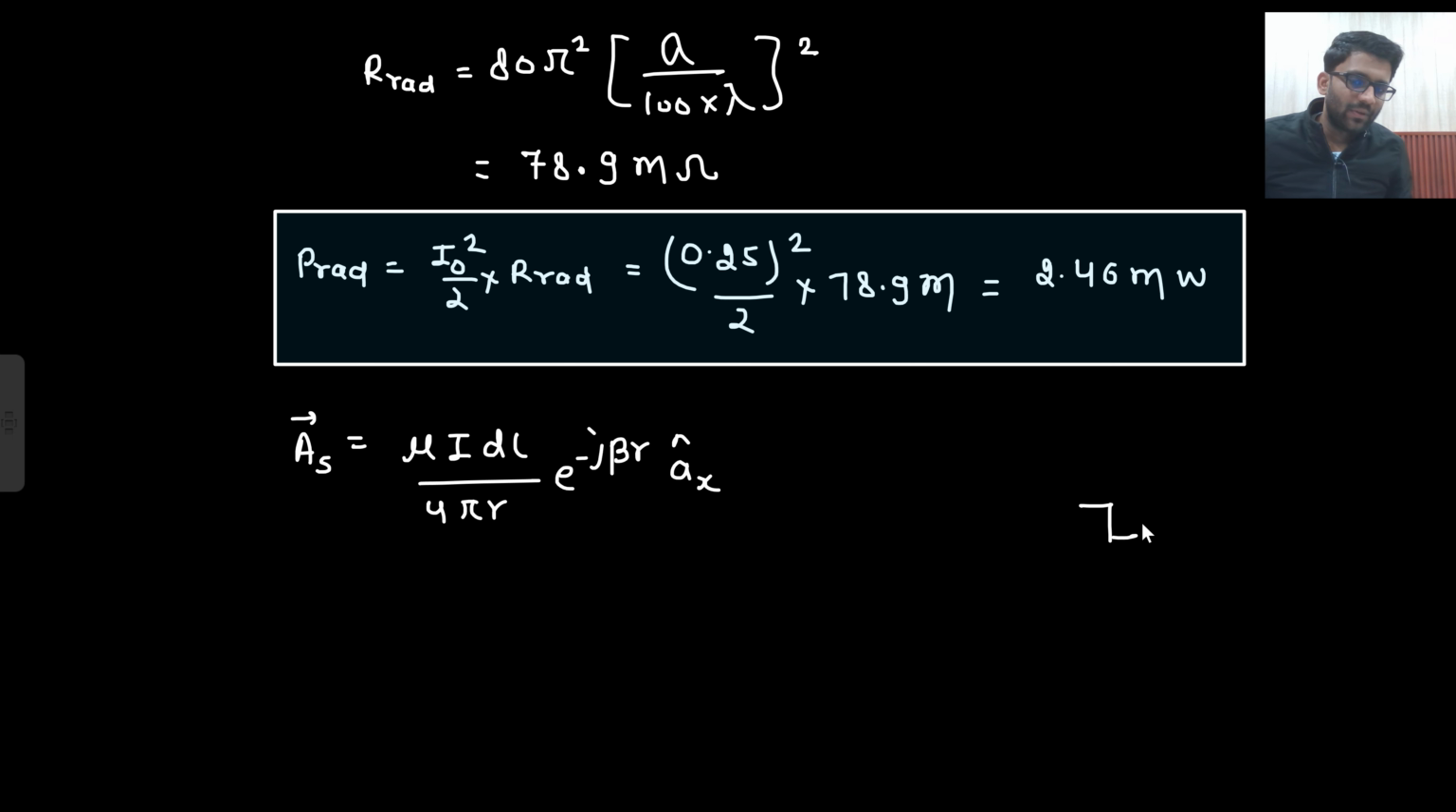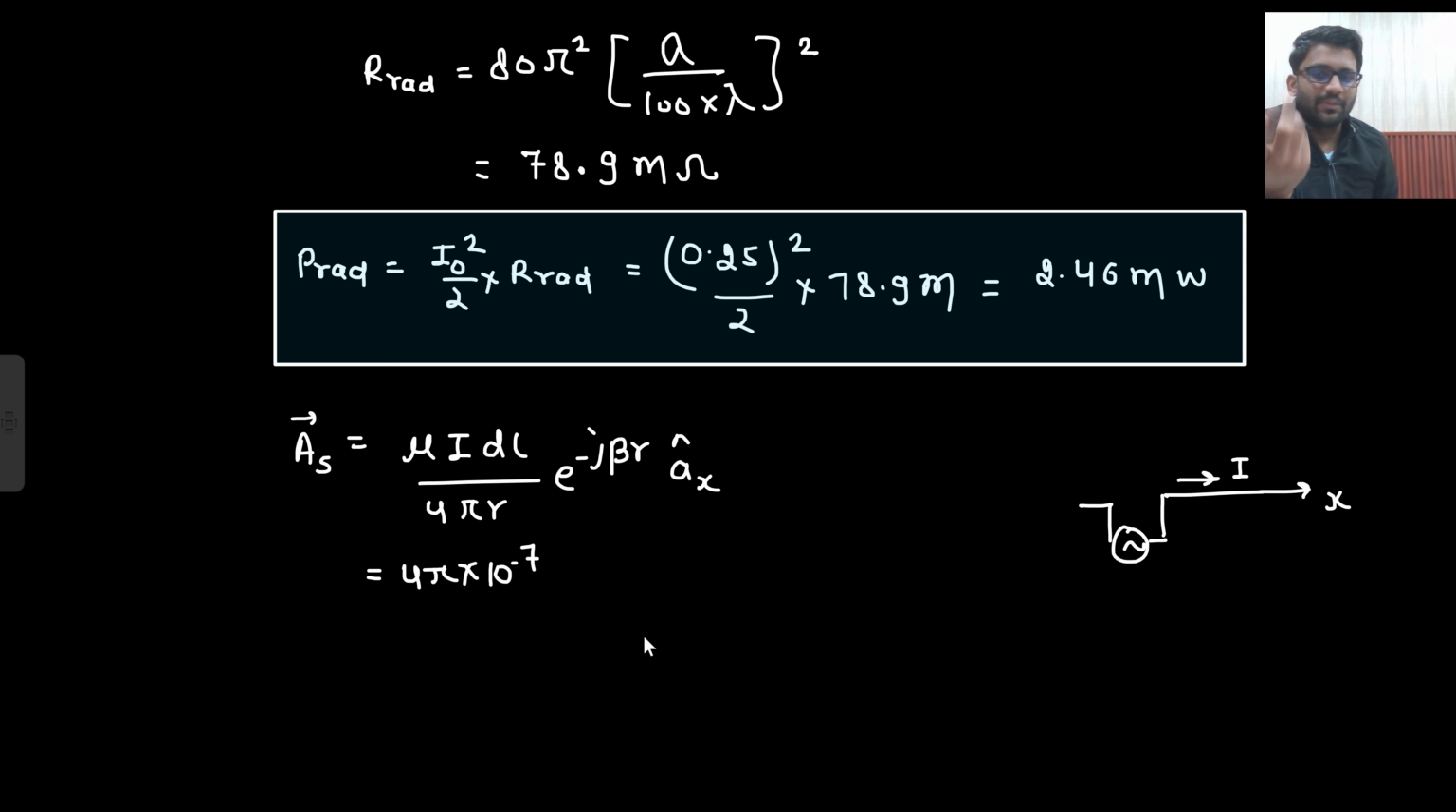Why is that so? Because your antenna is placed like this, in the direction of the x-axis. So your antenna is placed like this, so this is your current. So current is in ax cap. Is that clear to you? So what is the value of mu naught? 4 pi into 10 to the power minus 7, since it is free space.